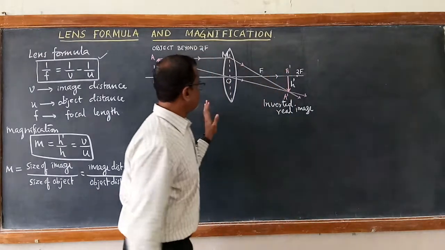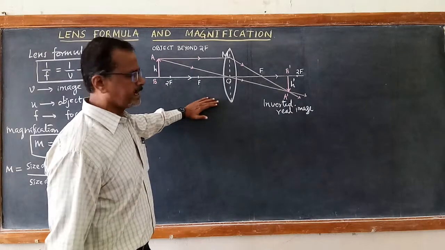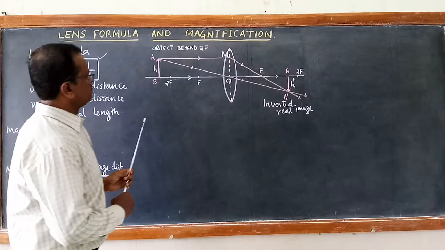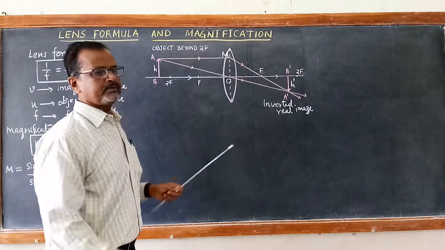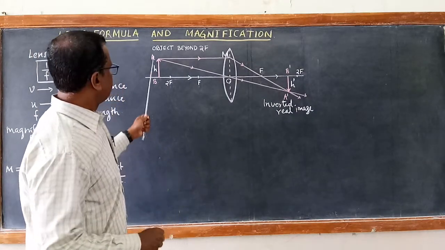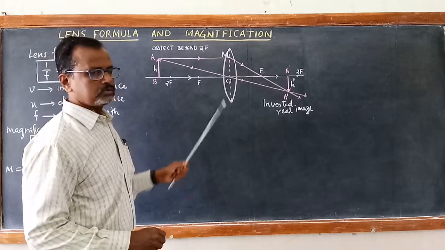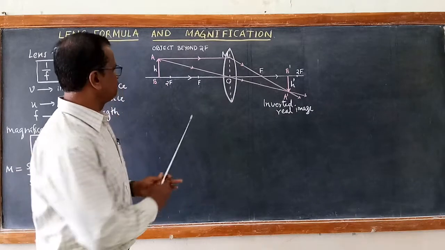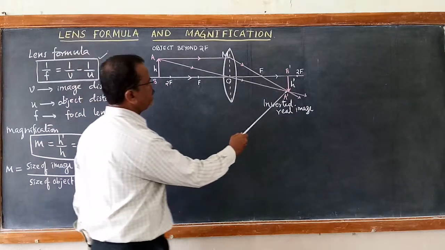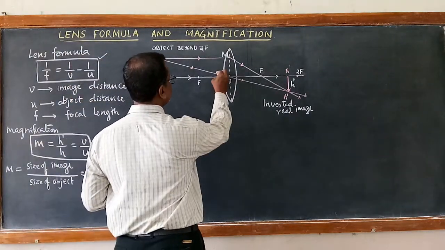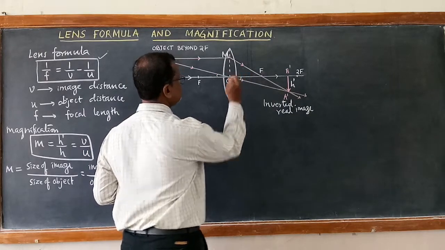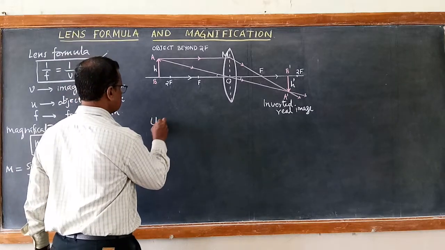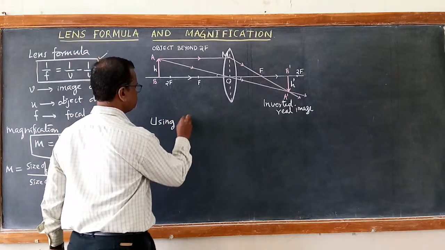So for our reference, I have taken this ray diagram. Using this ray diagram, first I will derive the lens formula. Look here, I am going to make use of a pair of similar triangles: A, B, O and A dash, B dash, O. These are two right angle triangles and these are similar triangles. Already we have put this earlier. Using similar triangles.